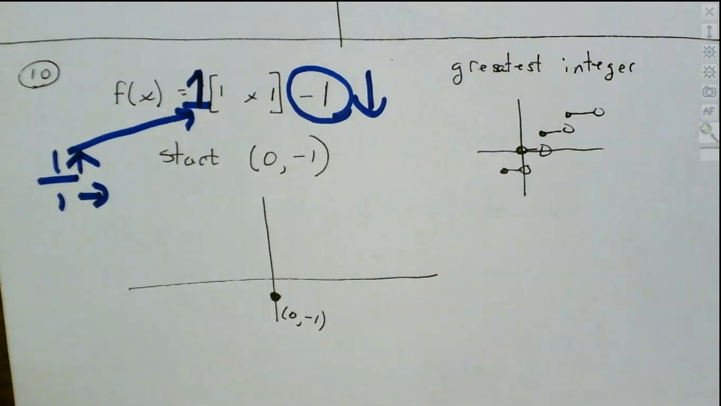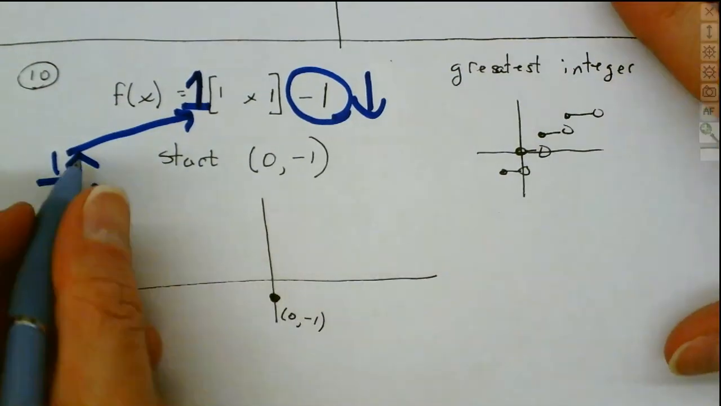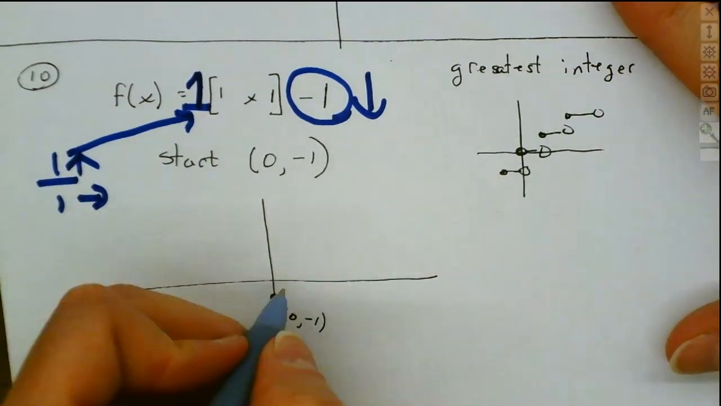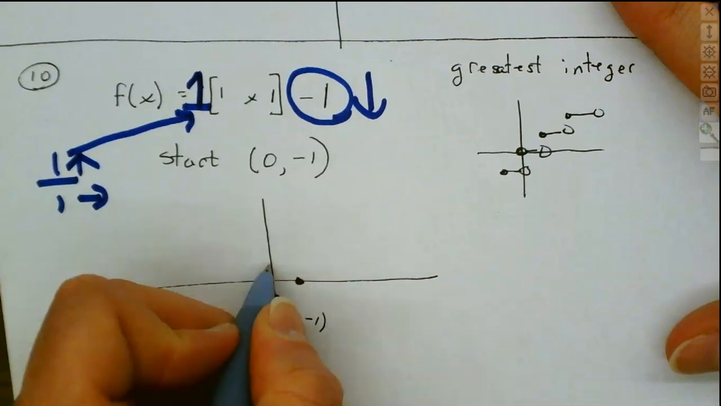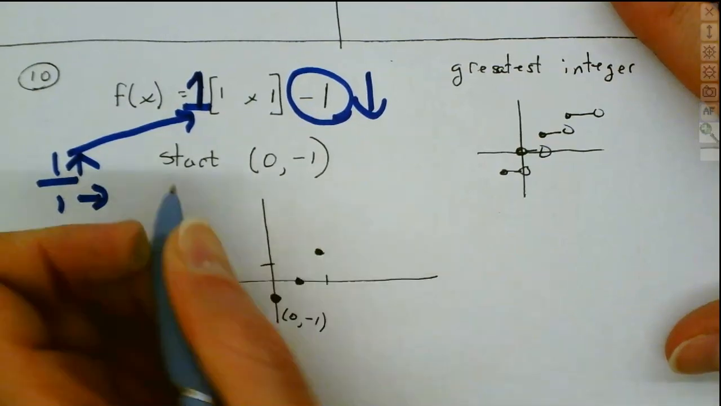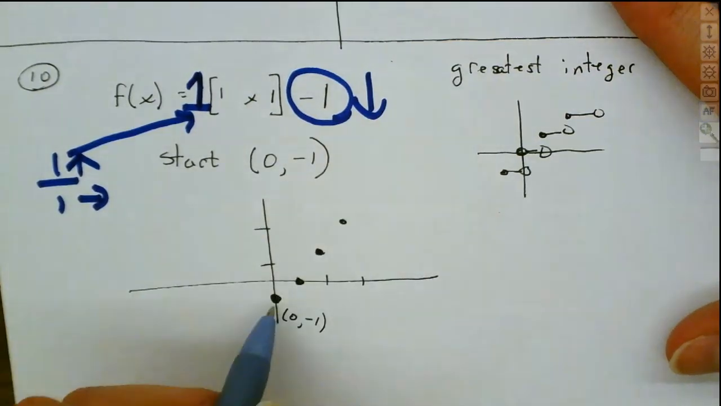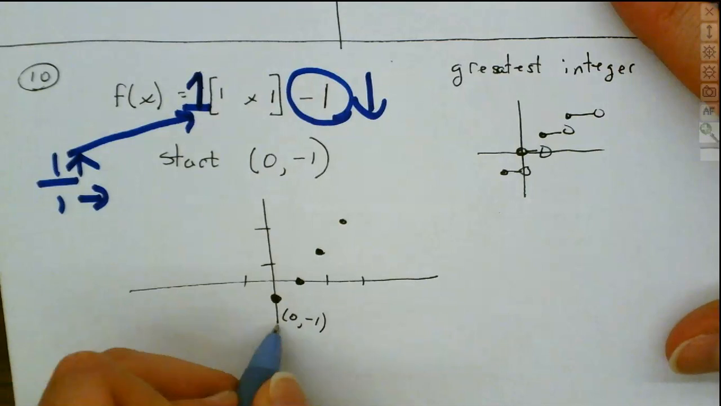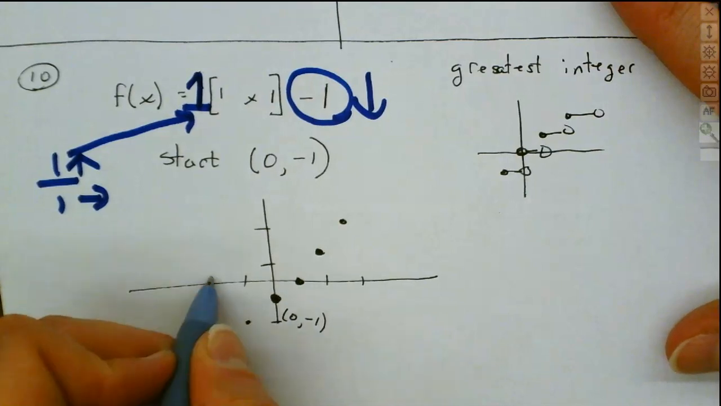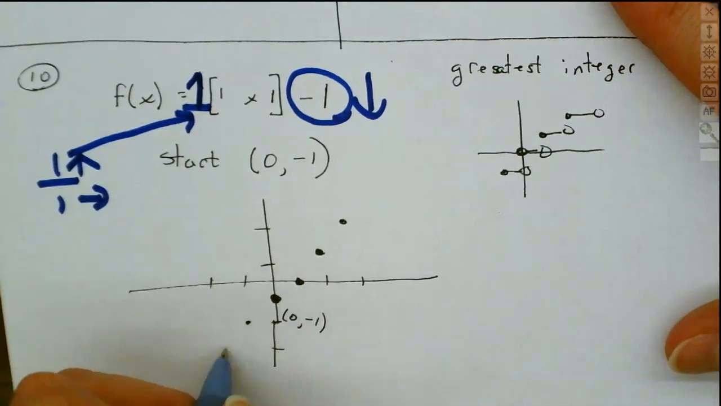And now we just fill in the dots. So we go up 1 and over 1 from my starting point here. Up 1, over 1, make a dot. Up 1, over 1, make a dot. Up 1, over 1, make a dot. And you can do some in the opposite direction too. You can go down 1, back 1, down 1, back 1 if you want.